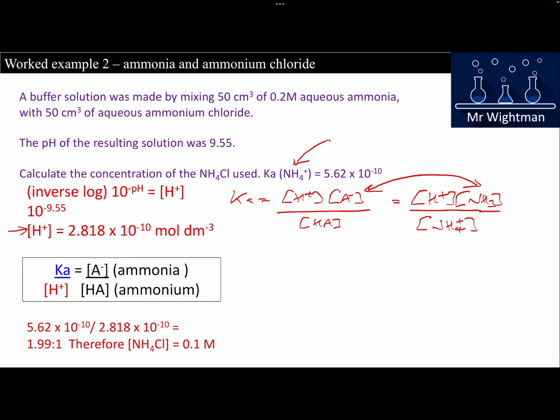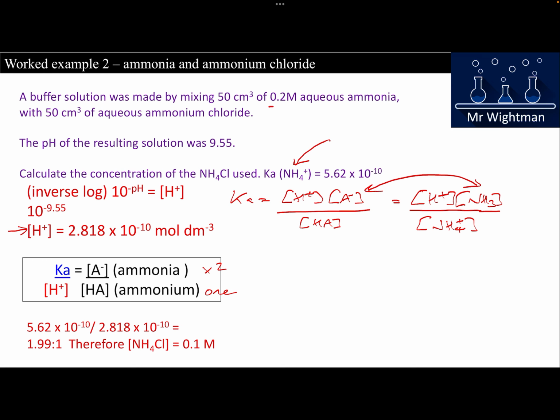We're going to get an answer of Ka over H plus, or H plus over Ka, however way you do it. So in this, if we do Ka 5.62 times 10 to the minus 10 divided by the hydrogen ion concentration, you're going to get an answer of roughly 2 to 1. So that means we need twice as much of ammonia compared to our one lot of ammonium.